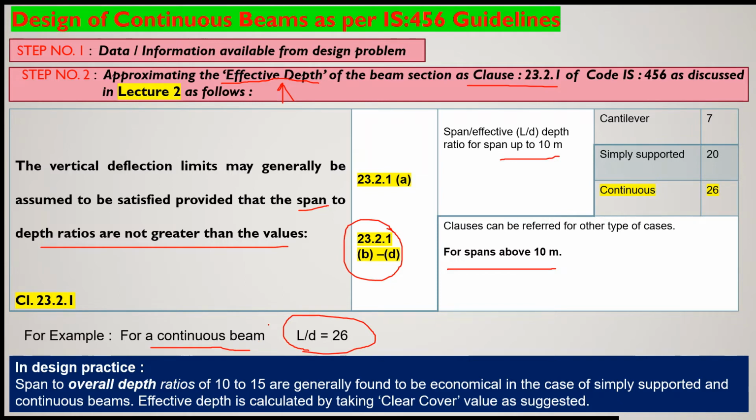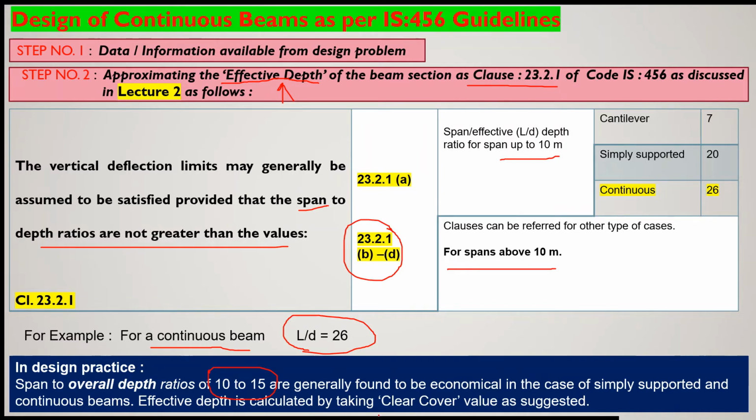Based on that assumption we will do the analysis, and later on we will apply various checks to see whether our assumption is correct or not. If later on the section fails in the checks, then you can revise the section. So there is no hard and fast rule about what the assumption for effective depth should be. So we will take these values as reference, and you can just assume the value accordingly.